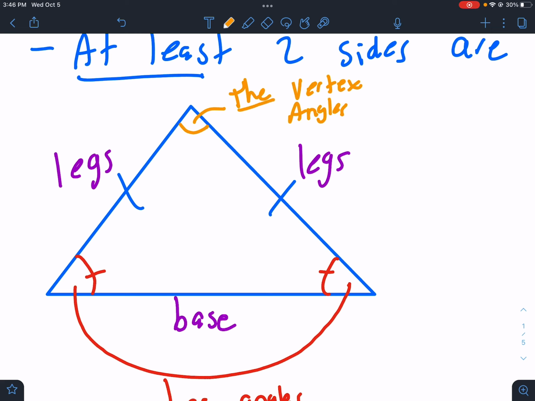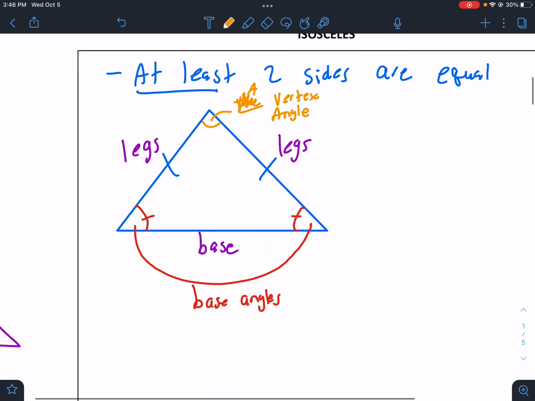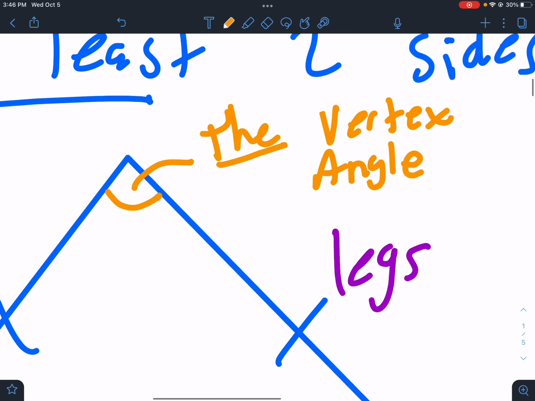Not to be confused with a vertex angle. Every corner of a triangle is a vertex, but only one is called the vertex angle. So if I say, hey, angle A is the vertex angle, what do we know about that? Well, the vertex angle is the angle where the two legs meet. So I know that the two sides that touch the vertex angle are going to be equal. I know that the side across from it is going to be the base. I know that the other two angles are the base angles and they're going to be equal. I know a lot of stuff if I know where the vertex angle is.